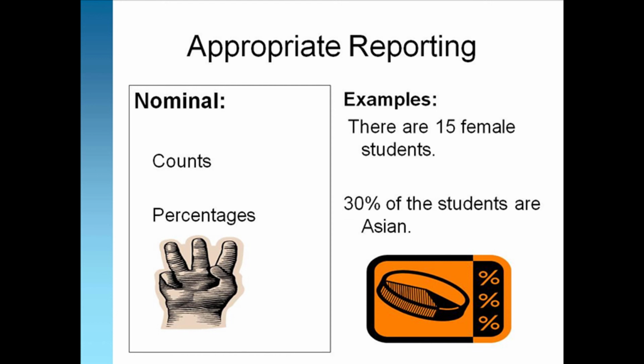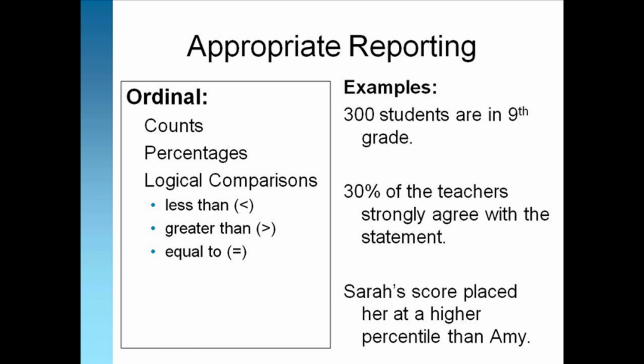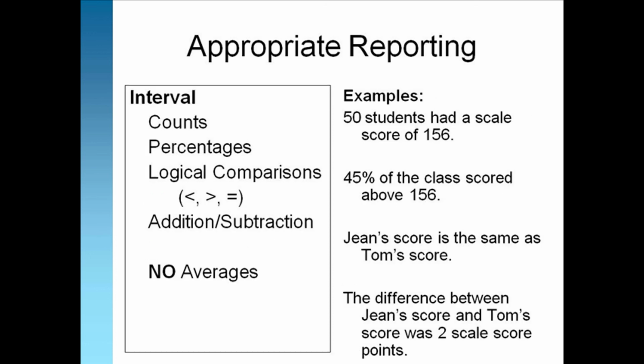Nominal data is best reported as counts or percentages. For example, there are 15 female students. 30% of the students are Asian. Ordinal data is reported using counts, percentages, or logical comparisons, such as less than, greater than, or equal to. For example, 300 students are in 9th grade. 30% of the teachers strongly agree with the statement. Sarah's score placed her at a higher percentile than Amy.